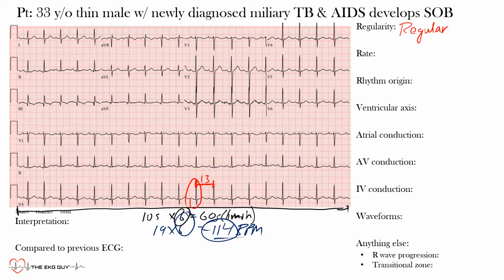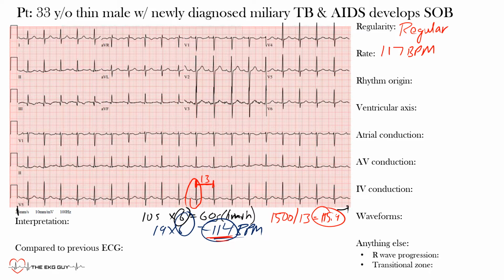Because we're dealing with a fast rate, a more accurate way of doing it, instead of 300 over 3, which could be about 100, is to do 1500 divided by the number of small boxes between the R to R interval, which is 13. That would give you a rate of about 115.4 beats per minute. Now, the EKG machine actually gave us a rate of 117 beats per minute. So regardless, it's a faster rate, but you can see this is a little more accurate.